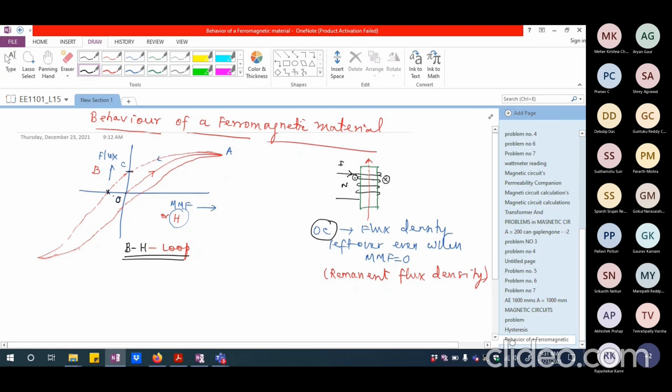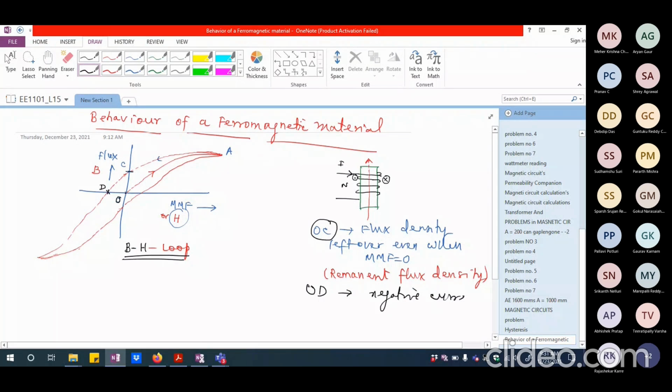Now, after I increase the current in the opposite sense, it is going to reach zero flux density only after I increase the current to a negative value by a certain amount. If I call that OD, so OD is the x-side coordinate, which actually corresponds to a negative current.